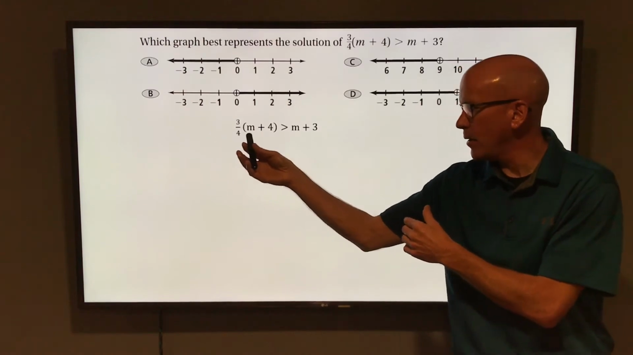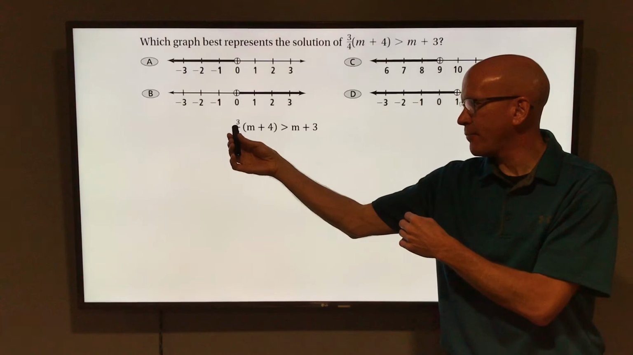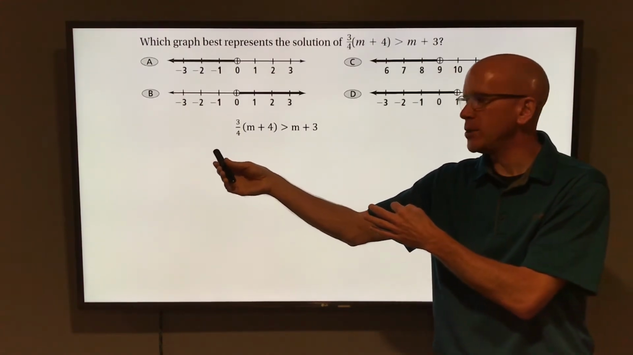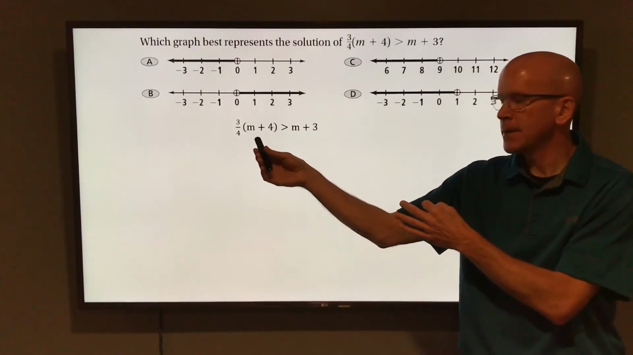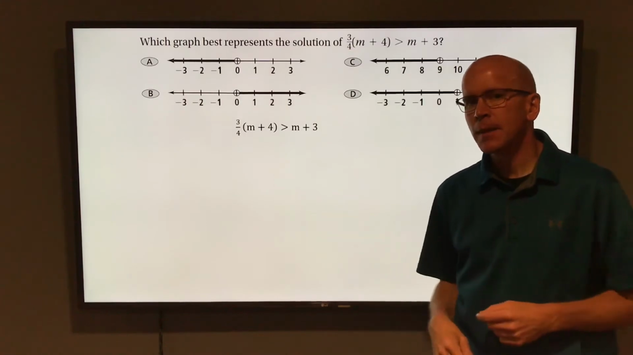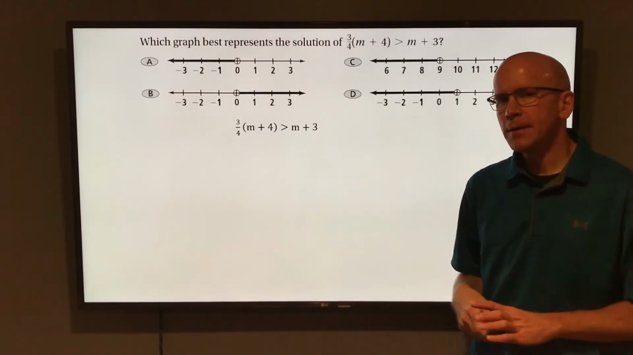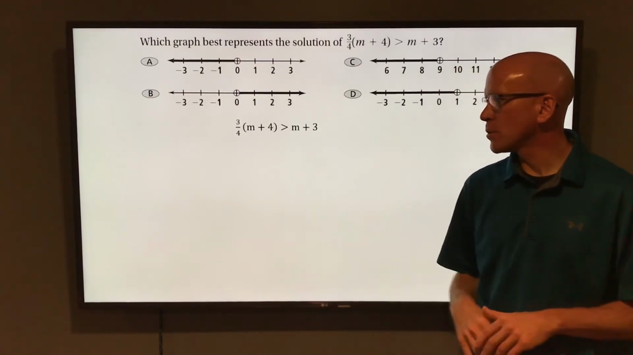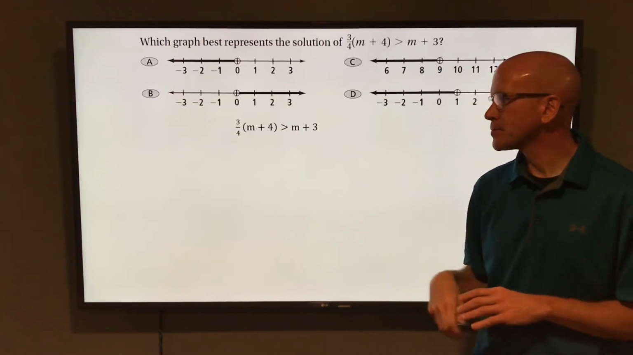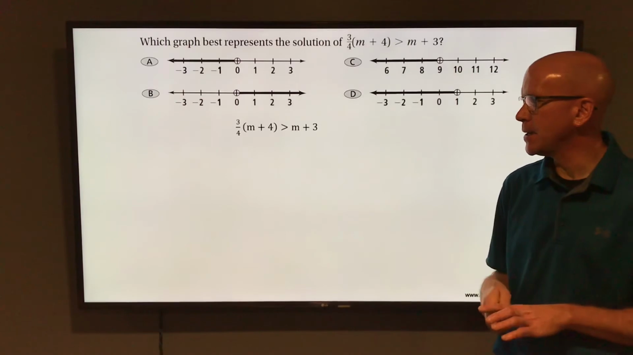So if you multiply the entire inequality by 4, on the left side, the 4's would cancel. You'd have 3 times m plus 4. When you're multiplying that left side by 4, you don't multiply inside the parentheses. The 4 and the 3/4 would cancel. That's considered to be one term. Now on the right side, 4 times m plus 3 would be 4m plus 12. So if you did multiply by 4, you would have 3 times m plus 4 is greater than 4m plus 12. But that's not what you're going to see here.